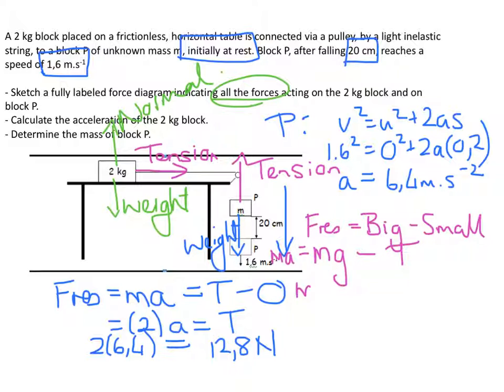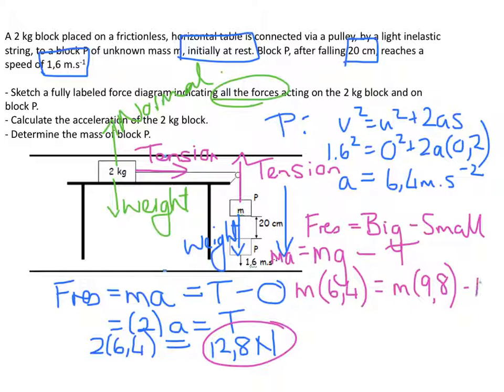So I've got mass, I don't know mass, I've got acceleration, it's 6,4. I still don't know mass. I know gravitational acceleration is 9,8. And I do know the tension, because I've just worked it out, is 12,8. And then I can solve for m, and I find that m turns out to be 3,76 kilograms. Make sure that you pause the video and you've managed to make that happen on your calculator.